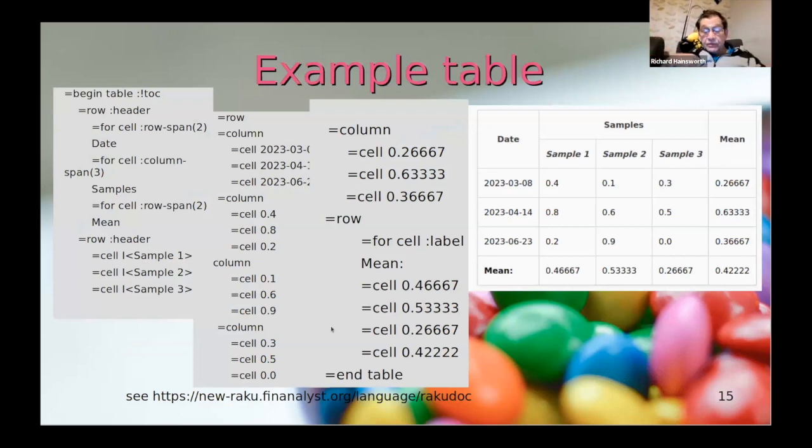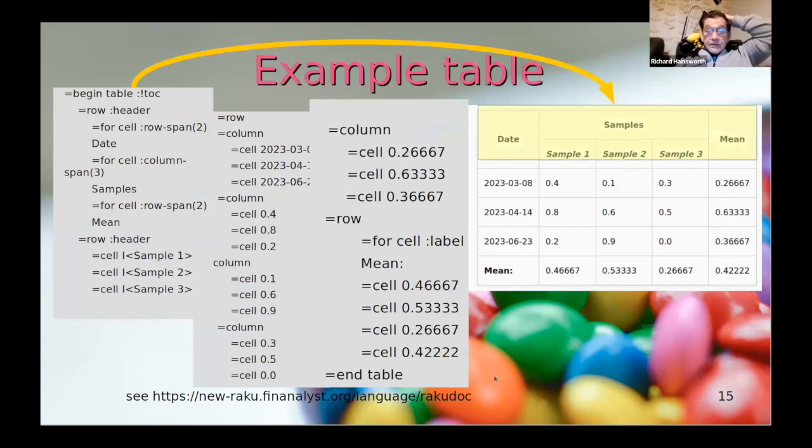You will see here three gray columns, and they would be in a RakuDoc file, one after the other. So I've split them for the purposes of the presentation, but actually they're stacked one on top of the other. And you will see that the first gray table is talking about the header, and it's defining the header in terms of the date, samples, and mean.